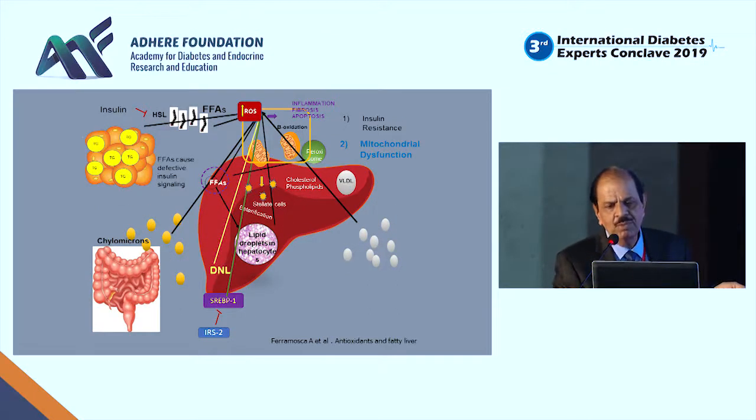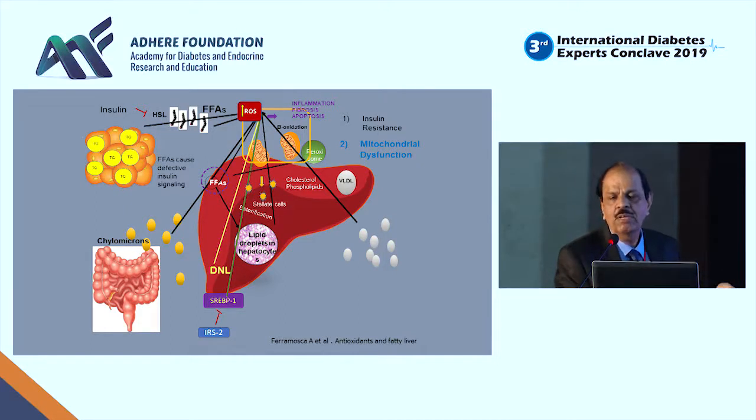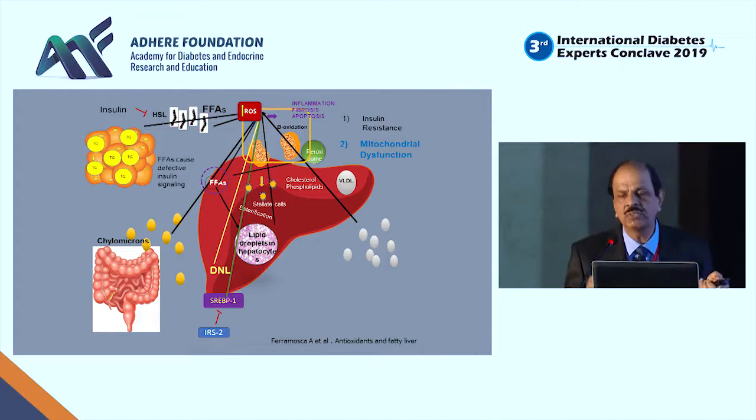Now furthermore, the next player is mitochondrial dysfunction. As the liver is flooded with so many lipids, the mitochondria can't handle this. They can't take up that much load of lipids coming into the mitochondria. So they produce what is called reactive oxygen species, and that brings about inflammation, fibrosis, and apoptosis, and that is the inflammation setup. So therefore, inflammation sets in.